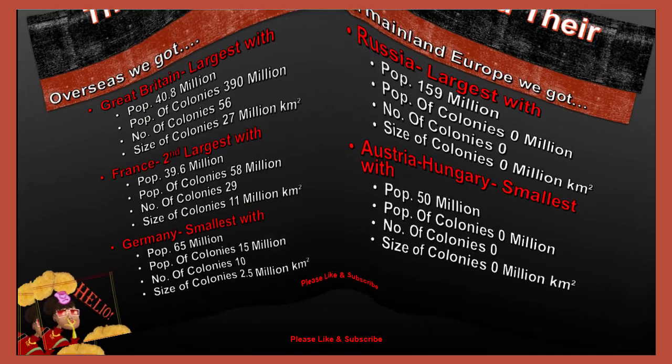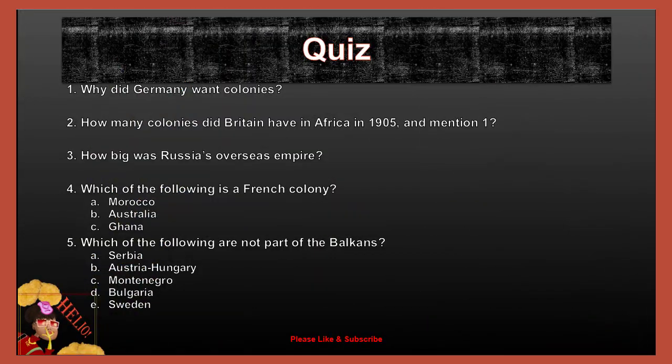Of course, we have ourselves a quiz, because what is life without questions? First of all, why did Germany want colonies? Number 2, how many colonies did Britain have in Africa in 1905? Mention at least one. All of my local subscribers know exactly one of them. Number 3, how big was Russia's overseas empire? Number 4, which of the following is a French colony? Number 5, which of the following are not part of the Balkans? Now here you can select more than one.